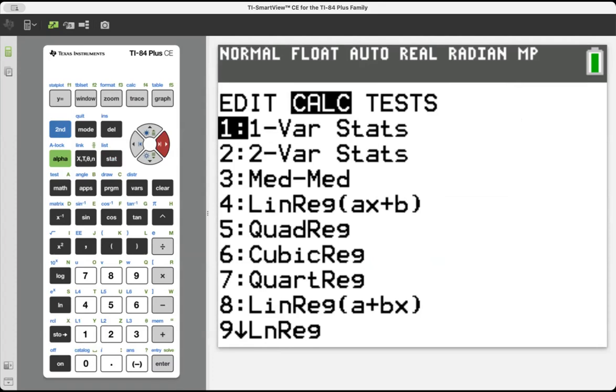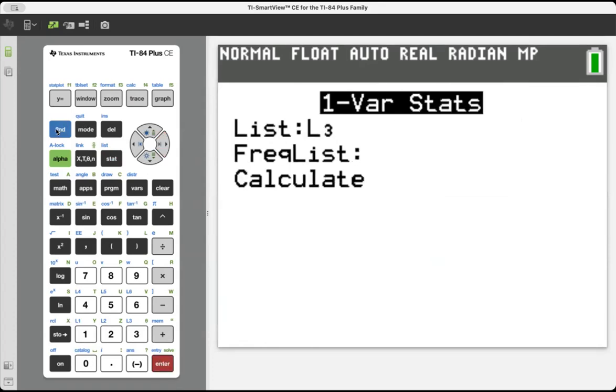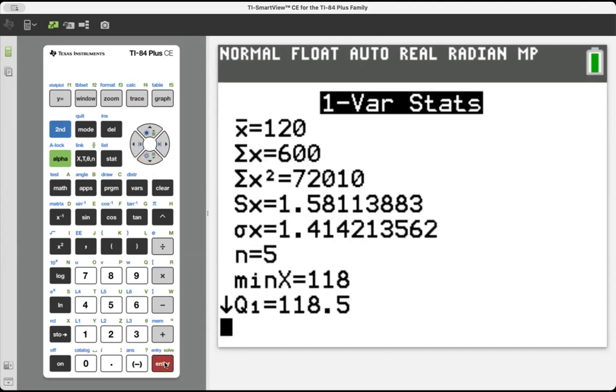Okay, you're going to press the list where your data values are in. I'm in L1. You're going to leave frequency list blank as before, and you're going to hit calculate. The two rows that we're going to make use of now are Sx and sigma x. For the sample standard deviation, we'll refer to the row Sx, and for the population standard deviation, we're going to refer to the row sigma x.